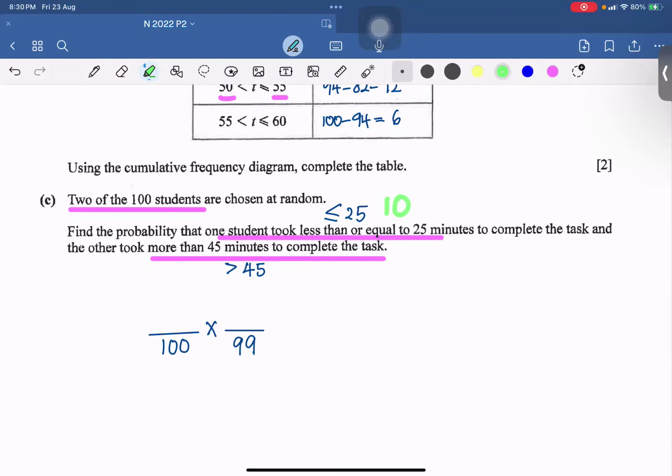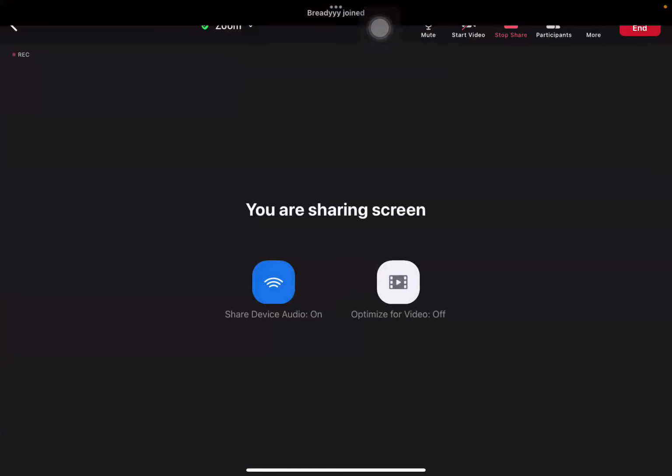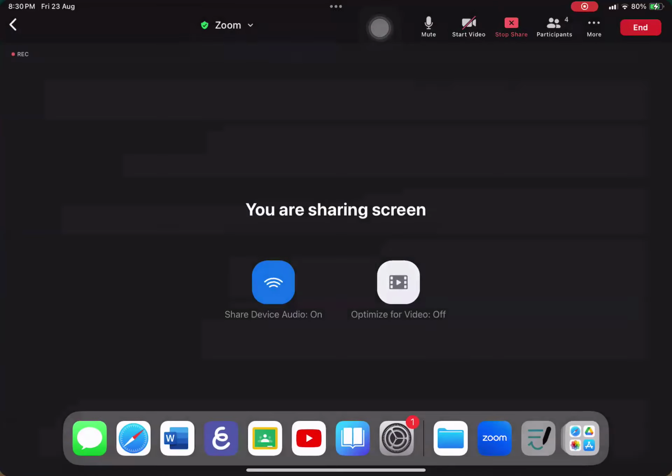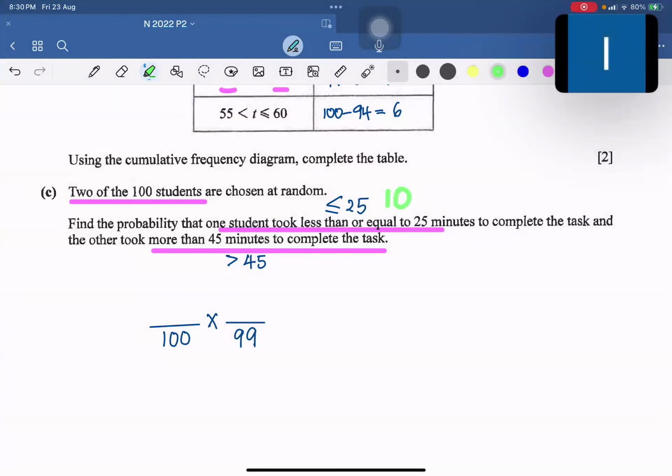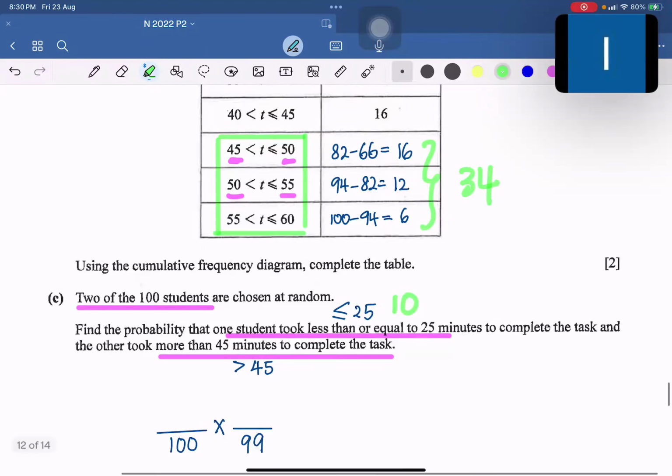The second part says more than 45 minutes. Where is the part that is more than 45 minutes? There is a 45 here, and another 45 here. I want more than 45, so which part? 16, 16, 12, 6. Here, right? So my total is 16 plus 12 plus 6, a total of 34 of them to choose from.